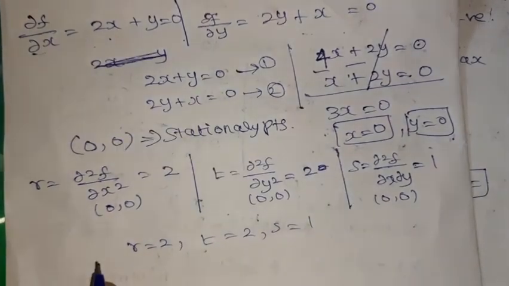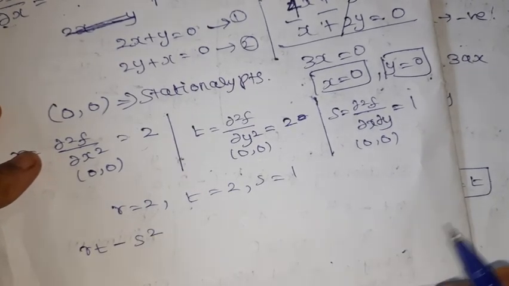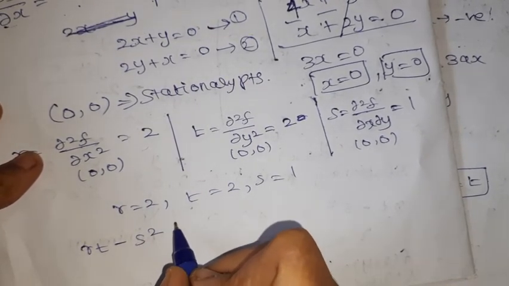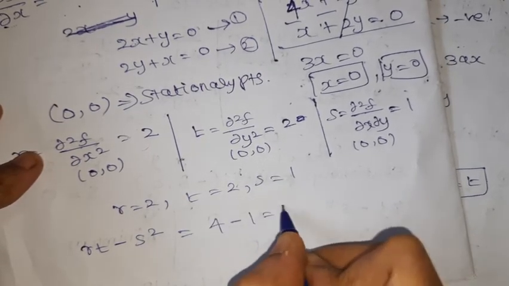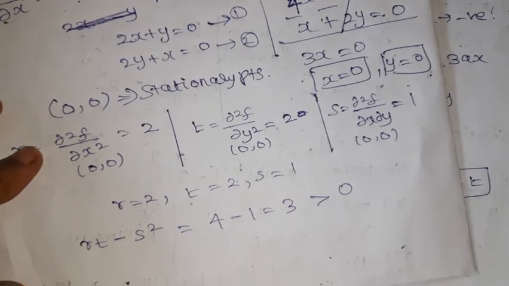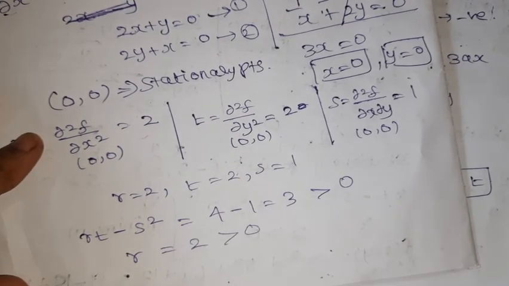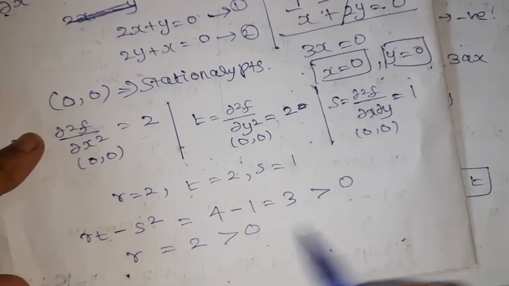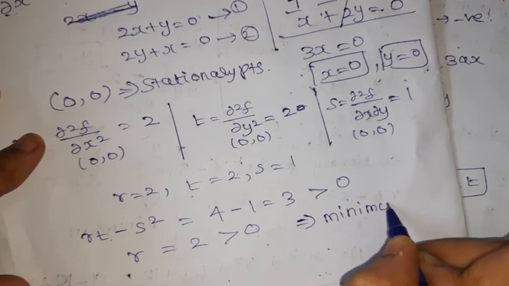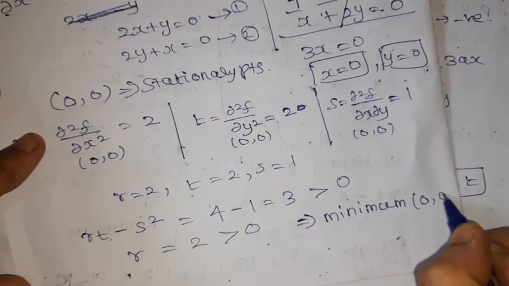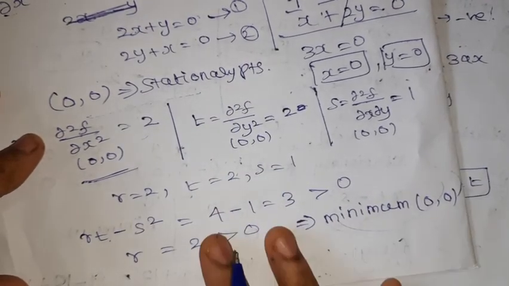Then find out RT minus S squared to find out minimum or maximum value at this point. RT minus S squared is nothing but 4 minus 1 equal to 3. So RT minus S squared greater than 0. Then R value equal to 2, also greater than 0, which gives minimum, right? It gives minimum at 0, 0. This stationary point gives the minimum value.